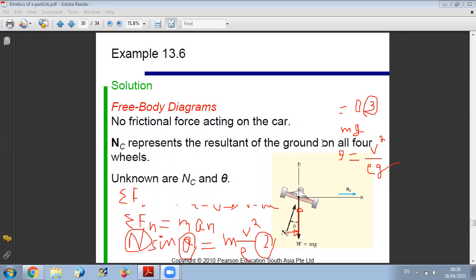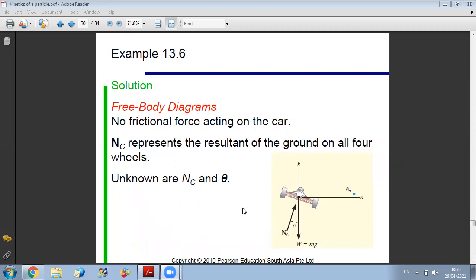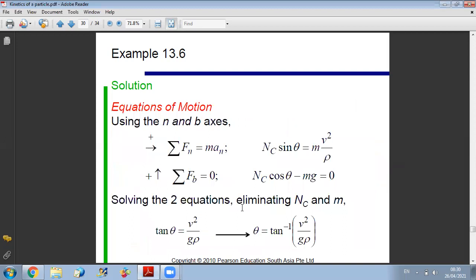Any question on this problem? So we can see together here the solution. So first, as we said, we did the projection on UN and UB, and we obtained two equations. Now, by eliminating N between the two, we get that theta is tangent minus 1 of v square over rho g.